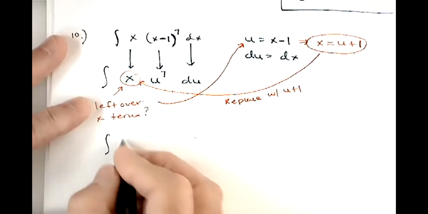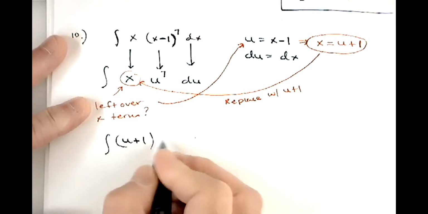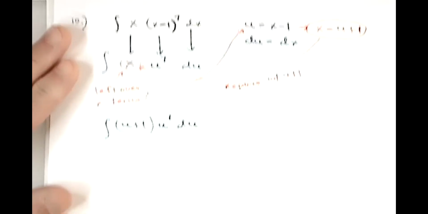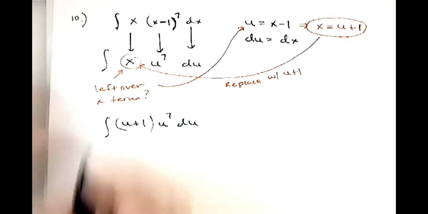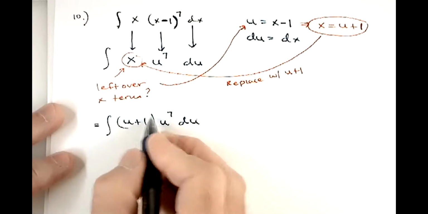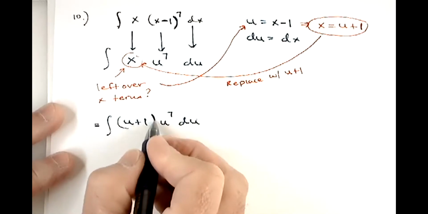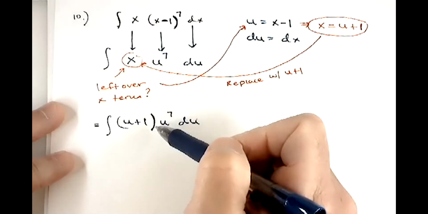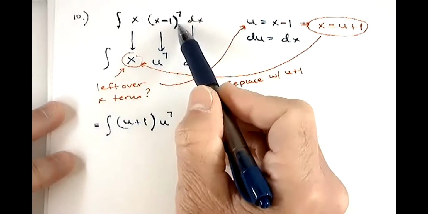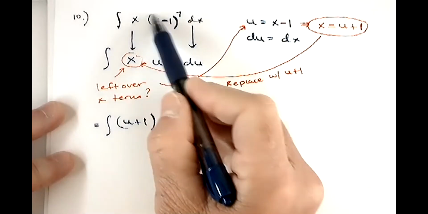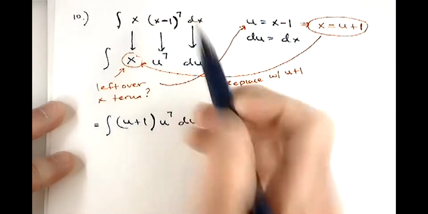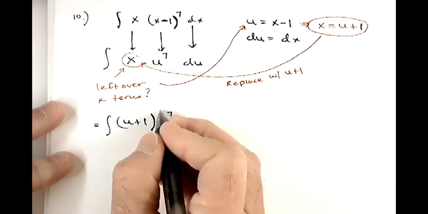So then the X is now U plus 1, times U to the 7th du. And I've at least successfully converted everybody to U's and DU's. Now notice this looks kind of similar to what we started with, but here's a big, big difference. Here, there's no way I can distribute an X into X minus 1 to the 7th unless I FOILed it out. But here, U to the 7th is really easy, right?